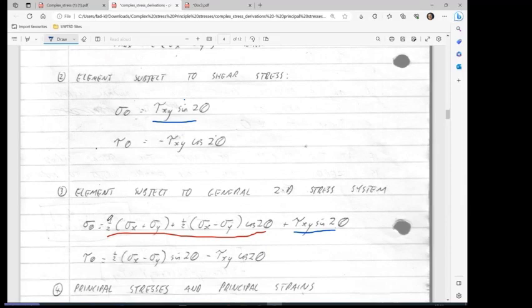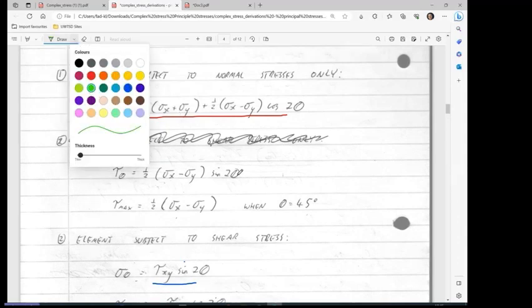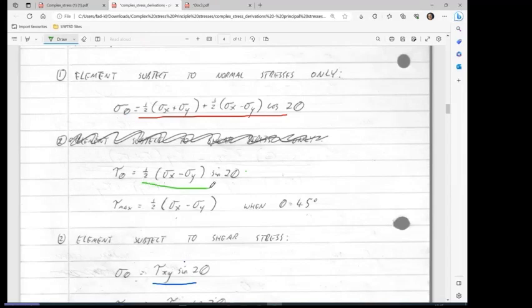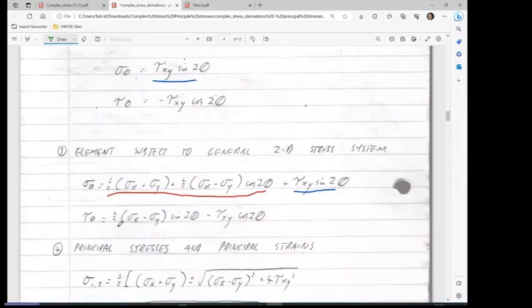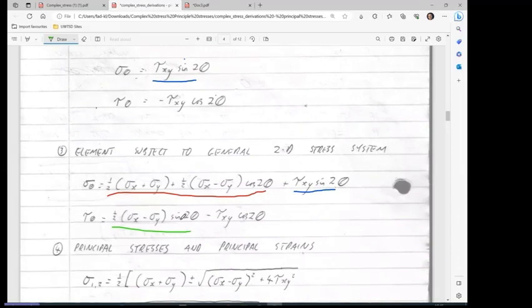So for our generalized 2D stress system, we've just combined our element subjected to direct stress only and our element subjected to shear stress only. What is the direct stress internally? It's given by that. Same for the shear stress. For the element subjected to direct stress only, the shear stress internally is going to be given by that. And that is there, look, a half sigma x minus sigma y times sine 2 theta.